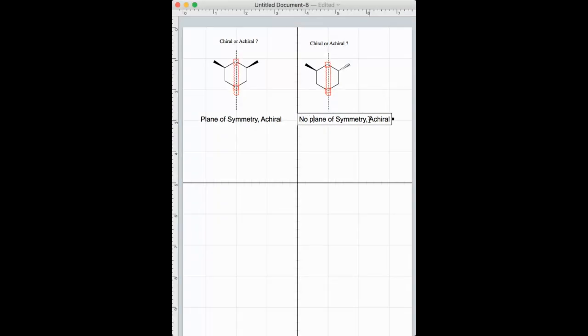And because there is no element of symmetry, we can say the molecule is indeed chiral. Remember, if the molecule is chiral, it means that it does have an enantiomer. If the molecule is achiral, it's superposable with the mirror image.